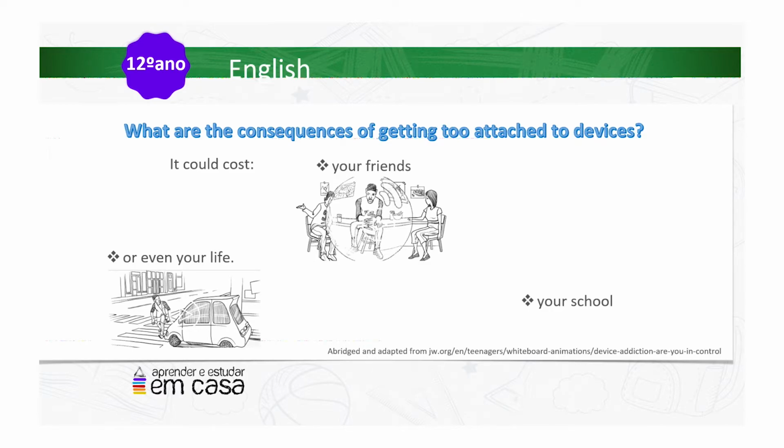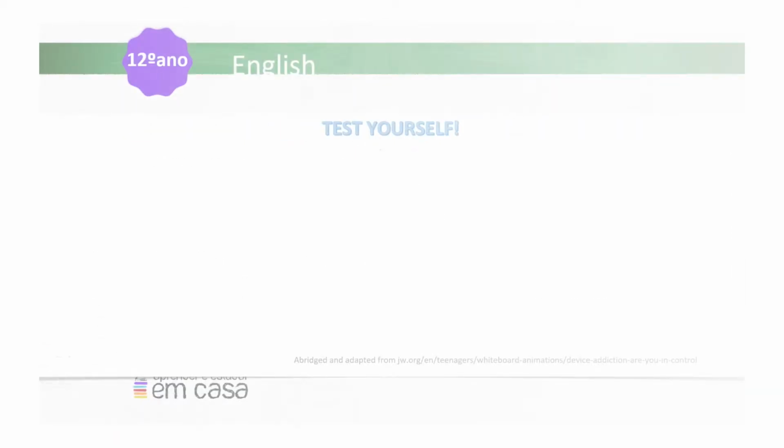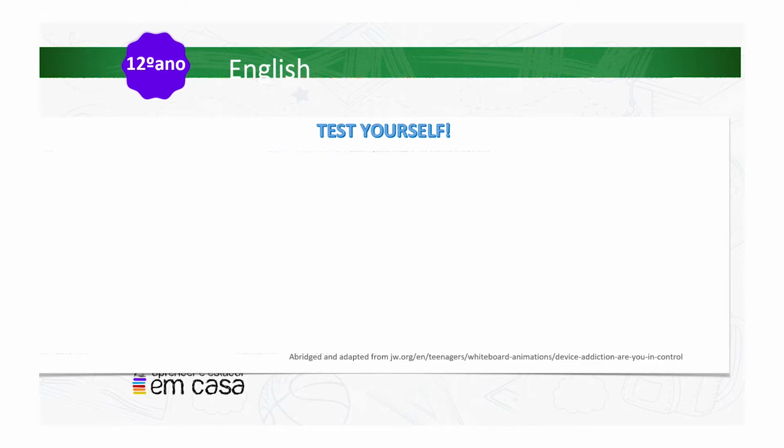What does it mean? Sometimes you are so into your device that you don't hear, you don't see the danger coming. Like this boy, for example, he didn't see the car approaching him. That could cost his life, okay? Other hidden consequences would be losing our family because we are so much into our devices.